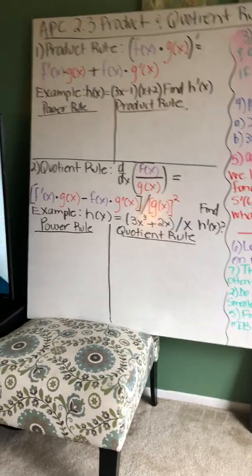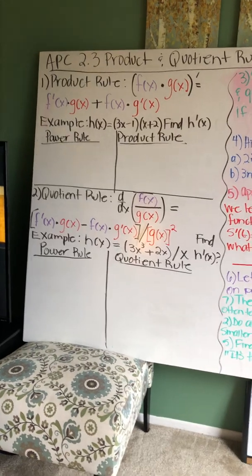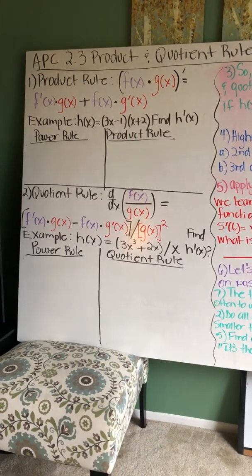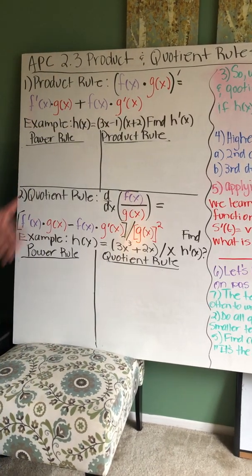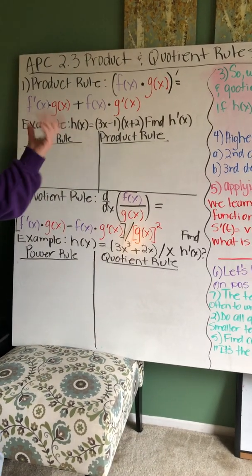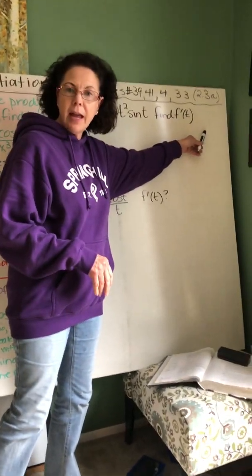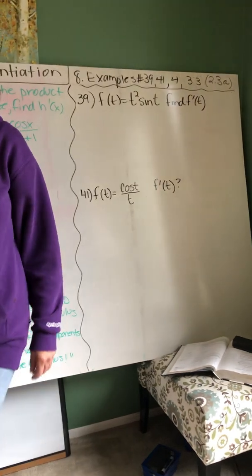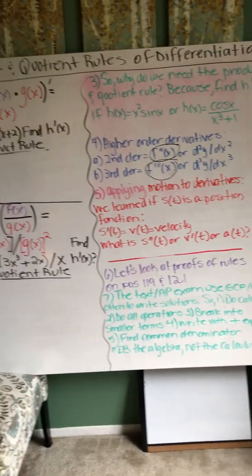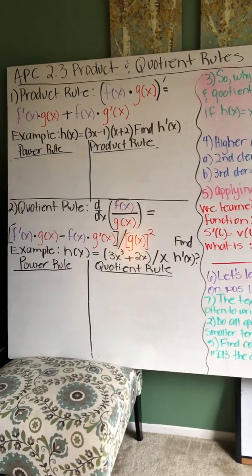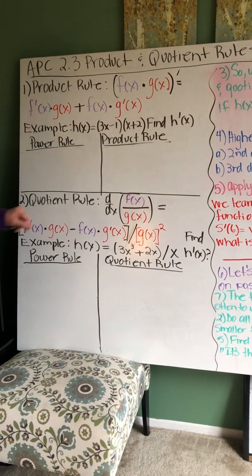AP Calculus students. We are working on section 2.3, product and quotient rules of differentiation. These are the notes that you need for section 2.3. Following this video, we're going to do the examples in this video for 2.3a. You have an assignment for 2.3b and c, and so there will be an example video for the examples for 2.3b and c together. So there's two videos for this section.